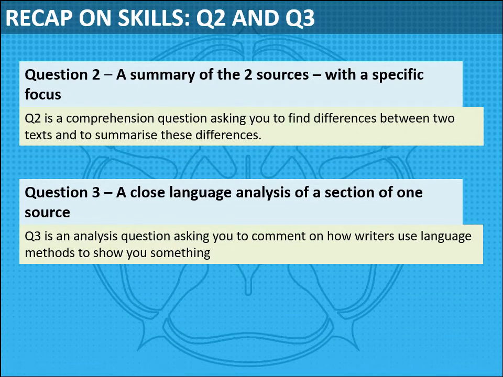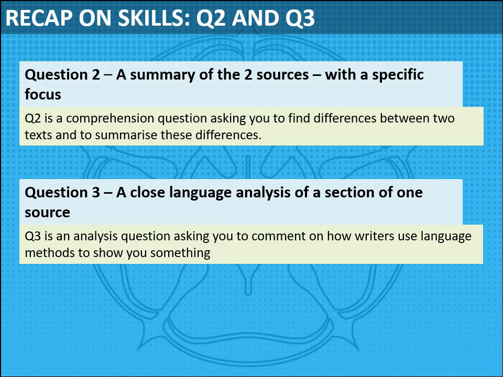Before we begin answering these questions, it's important to note the following. So this is just a recap on the skills that are needed for question 2 and question 3. So for question 2, you're going to be doing a summary of the two sources that you're going to be given, and you're going to be given a specific focus. So question 2 is a comprehension question, asking you to find differences between two texts and then summarizing those differences.